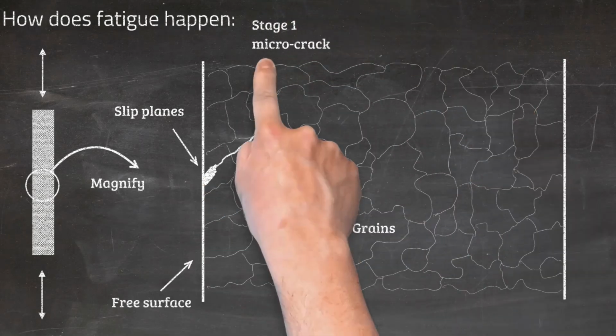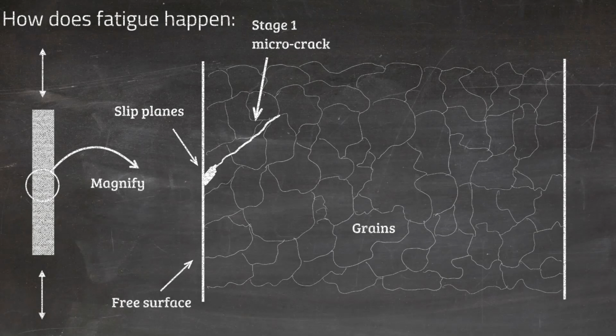Note that some microcracks cannot pass the grain borders and do not propagate through the material. After its formation, the microcrack will gradually pass across several grains at a 45-degree angle. This would constitute the first stage of fatigue failure.